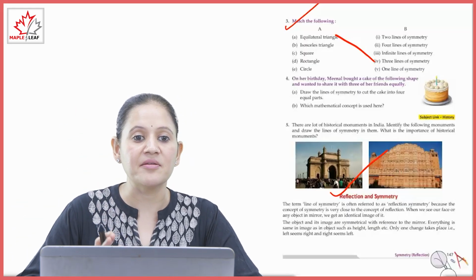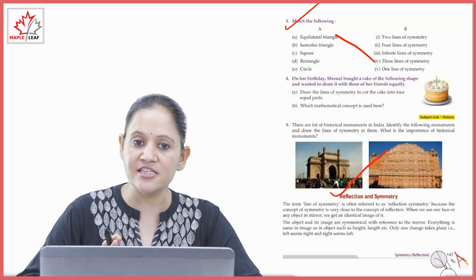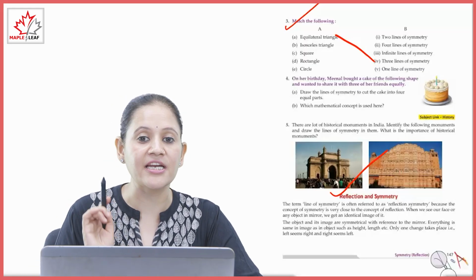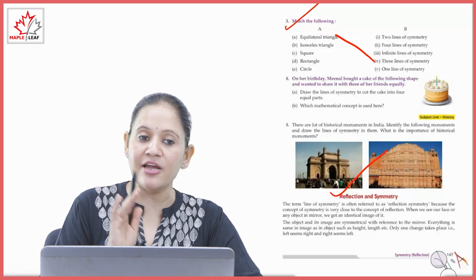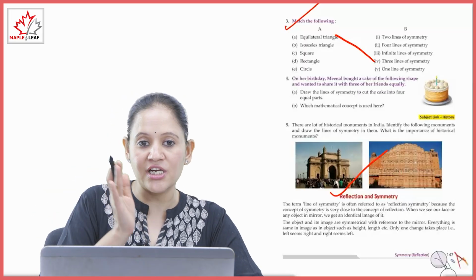Everything is the same in the image as in the object, such as height and length. Everything will be the same. Only one change takes place. What is left will appear right, and what becomes of the right? Left.